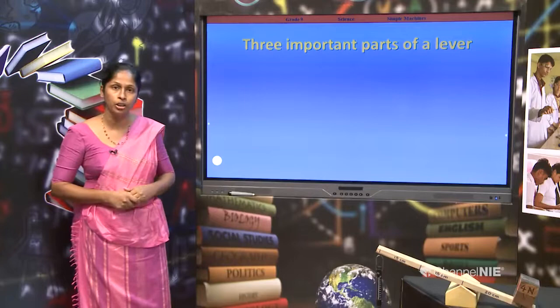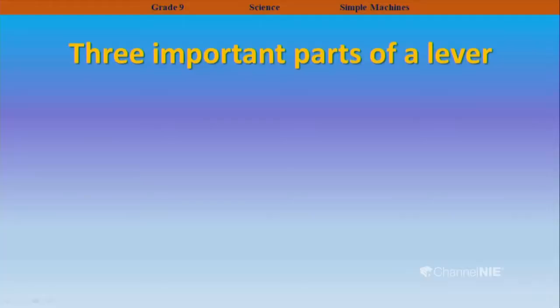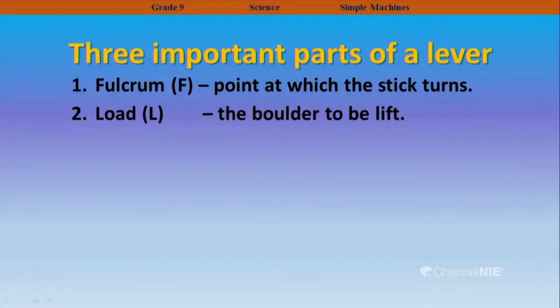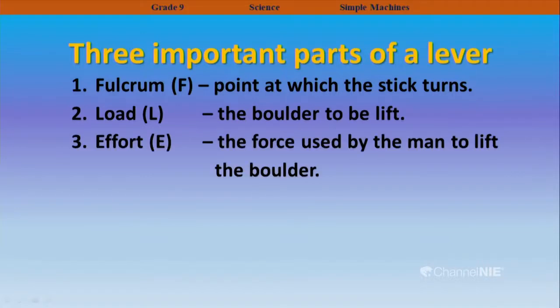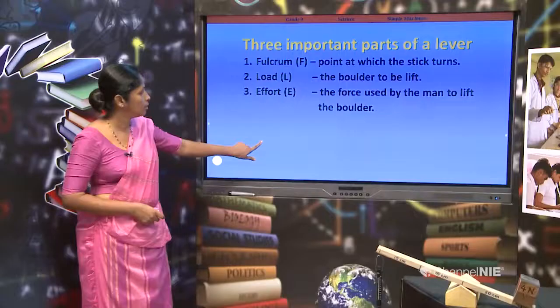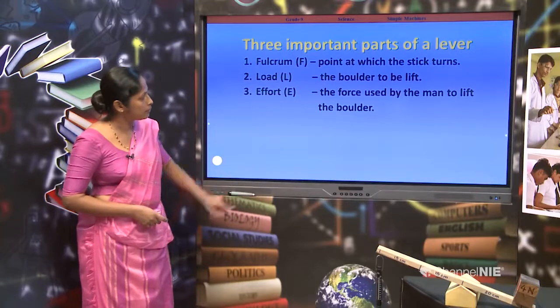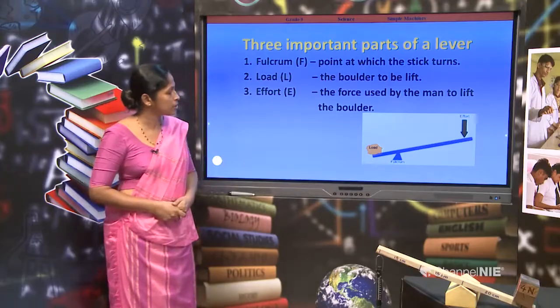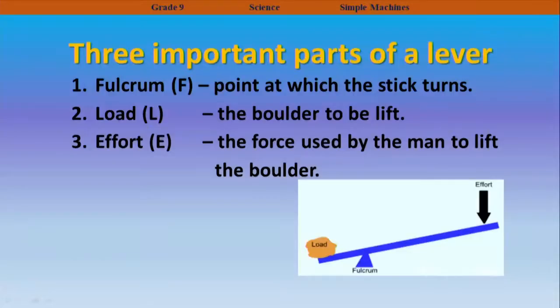There are three important points of a lever. Fulcrum, the point at which the lever rotates. Load, the boulder to be lifted. Third, effort, the force used by the man to lift the boulder. Now you can say the effort is exerted on the rod, the load is lifted, and the lever rotates around the fulcrum.